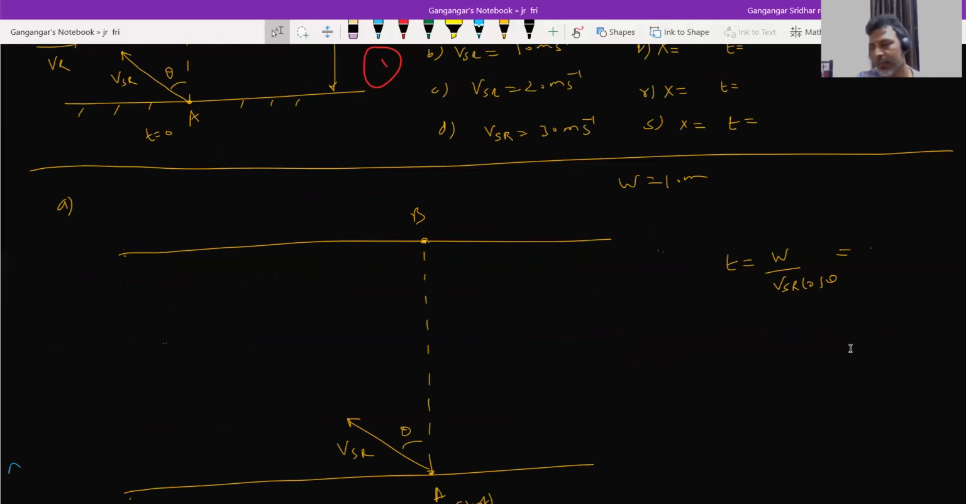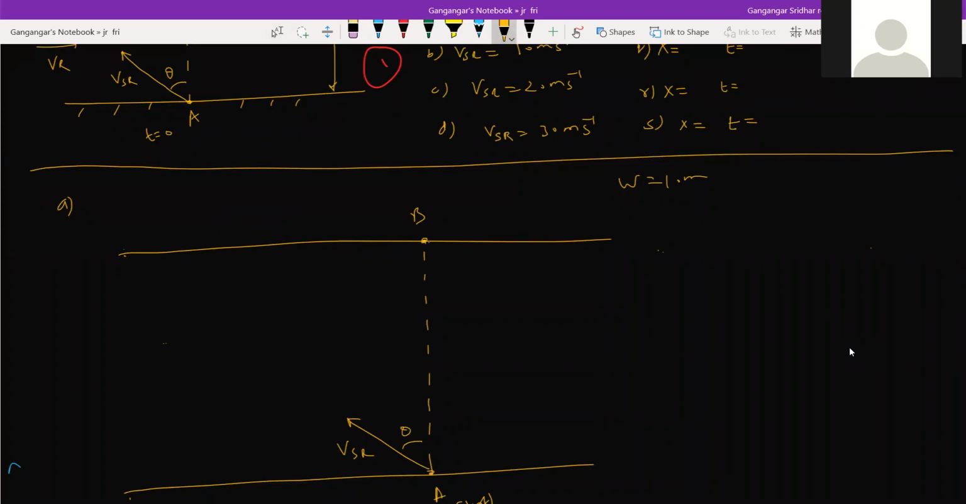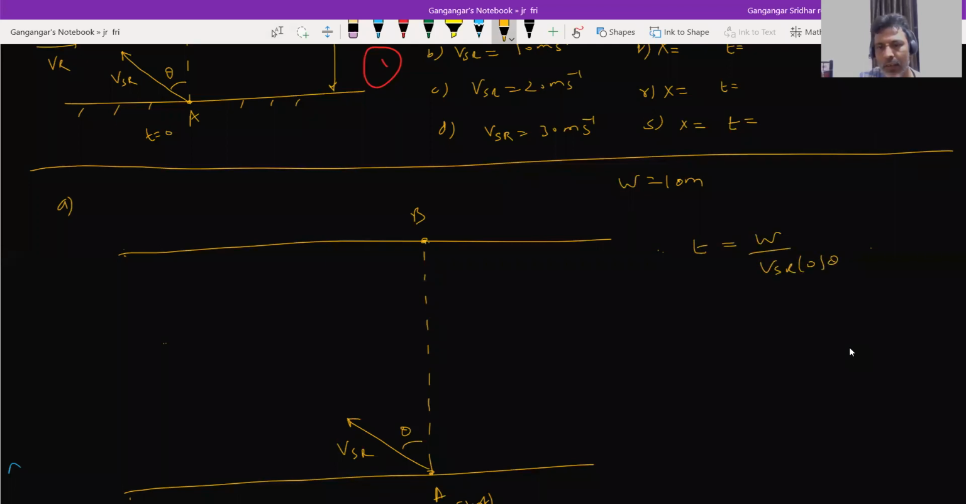No, not getting, understood, sir. Formulas, things will change. You can't just stick on to a particular theta. What happened with respect to normal? I put it. So therefore, time taken is equal to W by VSR cos theta.